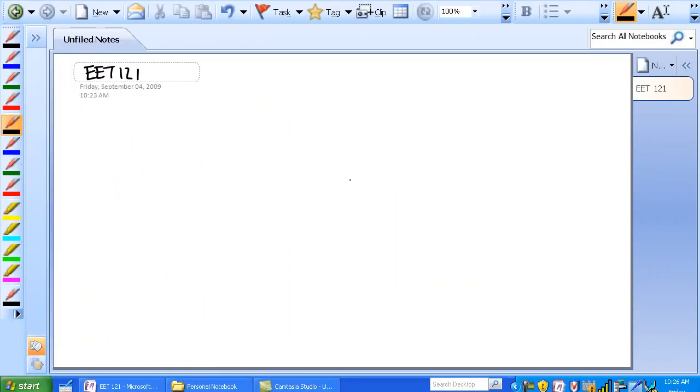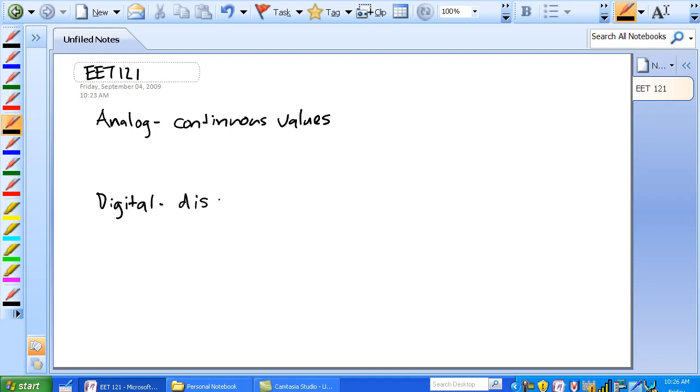Okay, electronic circuits can basically be divided into two categories, the first of which is analog, which are continuous values, and digital, which are discrete sets of values.